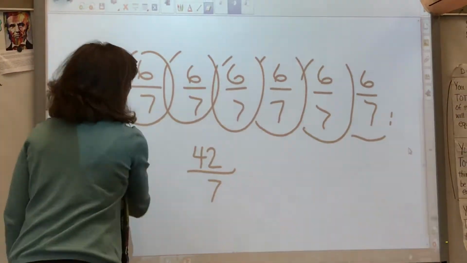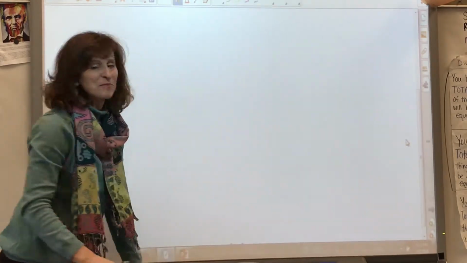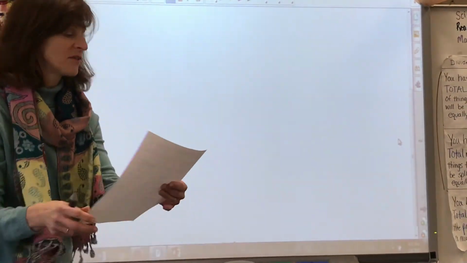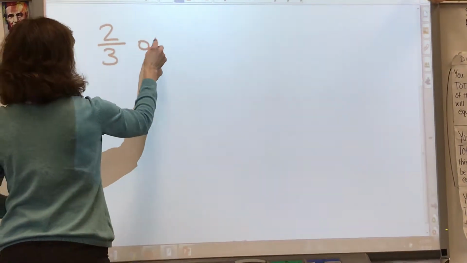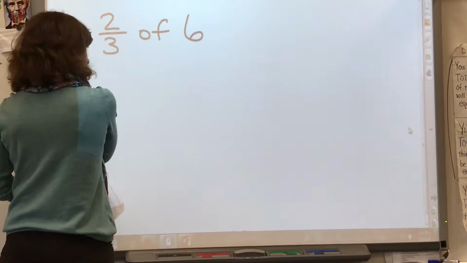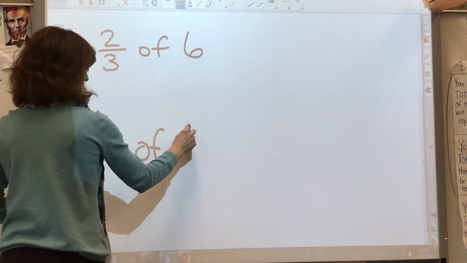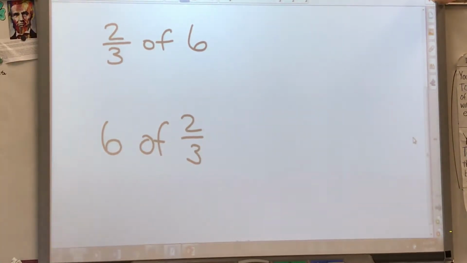So let's go to the next one. This one I didn't have a word problem with, so it was more abstract. The next one said, what is 2/3 of 6? And what is 6 of 2/3? Which one do you think's harder? The bottom.